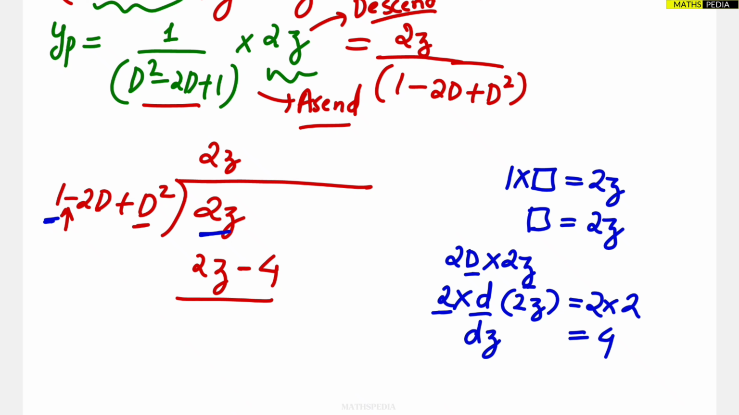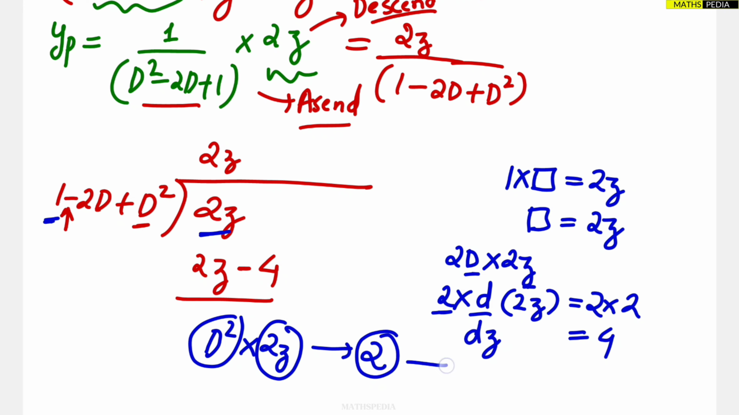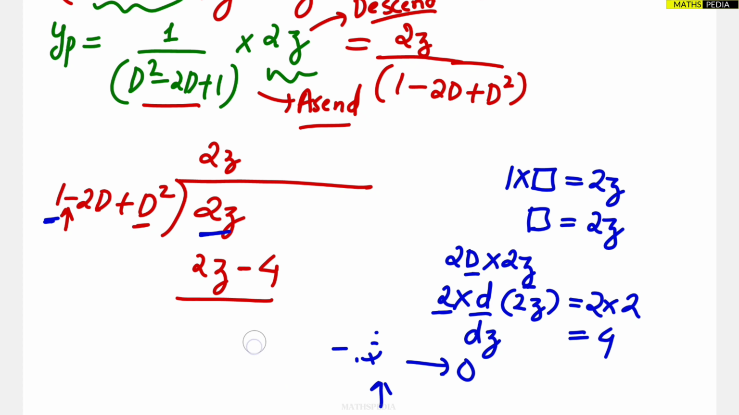Now again D square I have to multiply, so D square into 2z. What is the meaning of D square? D square means double differentiation. First time if you differentiate, you will get 2. One more time if you differentiate, you will get 0, since the differentiation of a constant is always 0. If you want, you can write 0 beside 4, but no need, you simply leave it. Now subtract. This is cancelled. Minus into minus, plus 4.